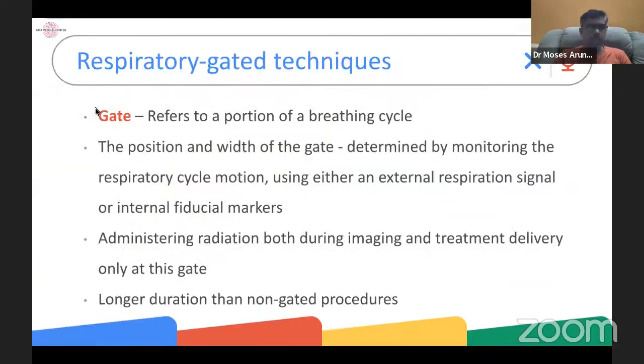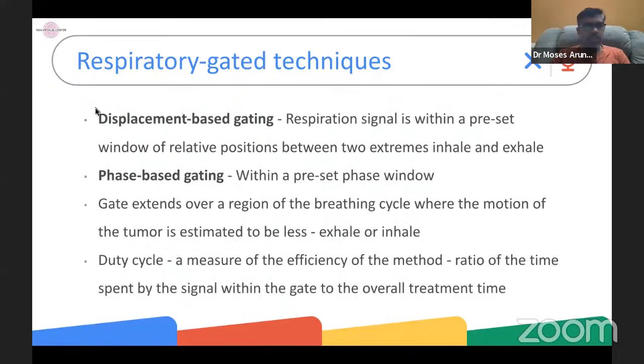When it comes to the gated technique, the gate is just a portion of the breathing cycle, wherein you decide on that portion depending on where you feel the motion of the tumor is much less. So you treat or image only during a portion of the breathing cycle. As you can imagine, because you are treating only during a part of the breathing cycle, these techniques are going to be of much longer duration than the conventional technique.